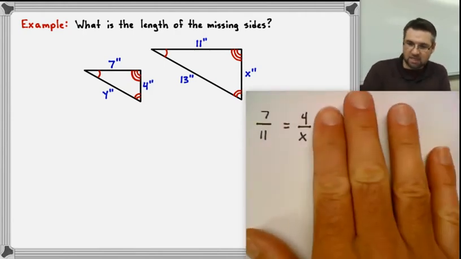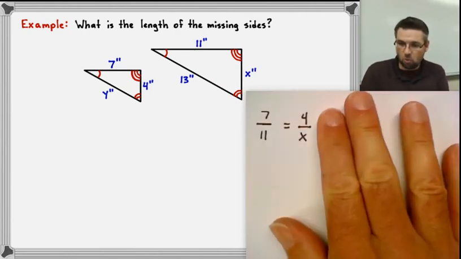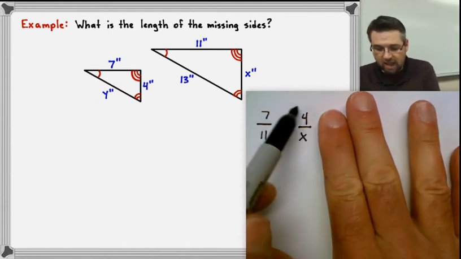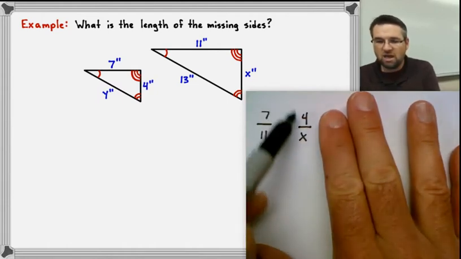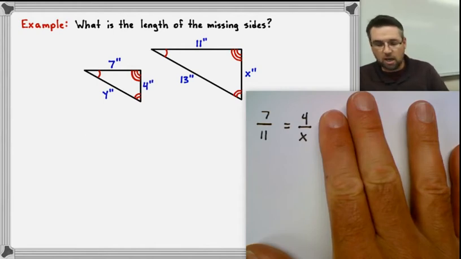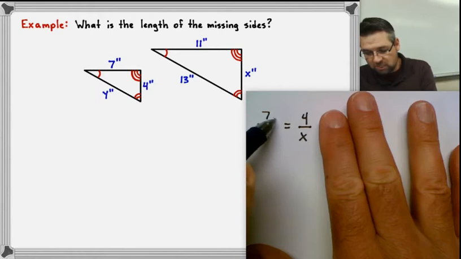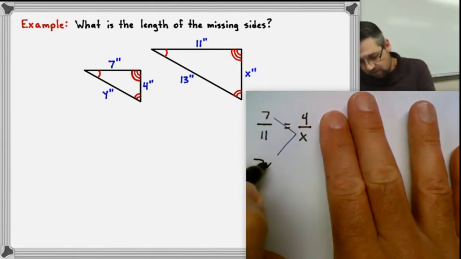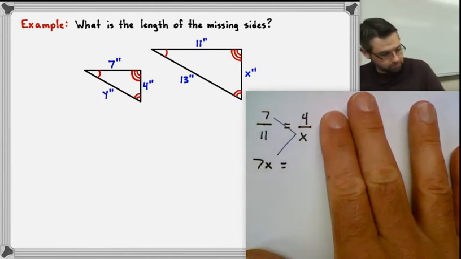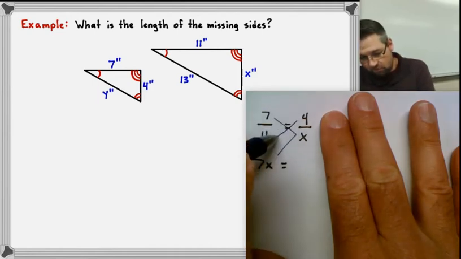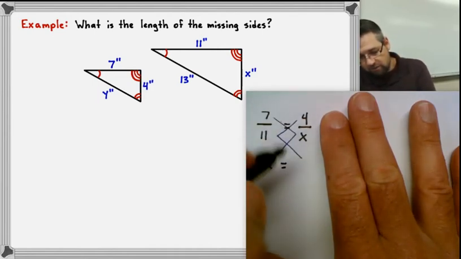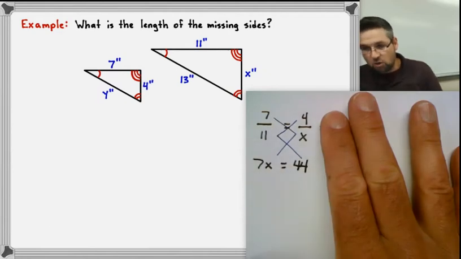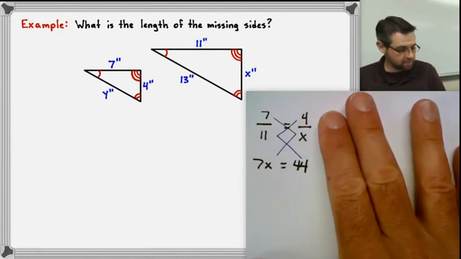Now, if I cover up this last fraction, the y over 13, I can see that I actually have an equation that I can solve. And you guys learned how to solve proportions in Math 1. So how do we solve proportions? Well, we cross multiply. So we say 7 times x. Well, what's 7 times x? 7 times x is 7x. And then that's equal to 4 times 11. 4 times 11 is 44. And so now I have an equation that I can solve for x. I can get x by itself.